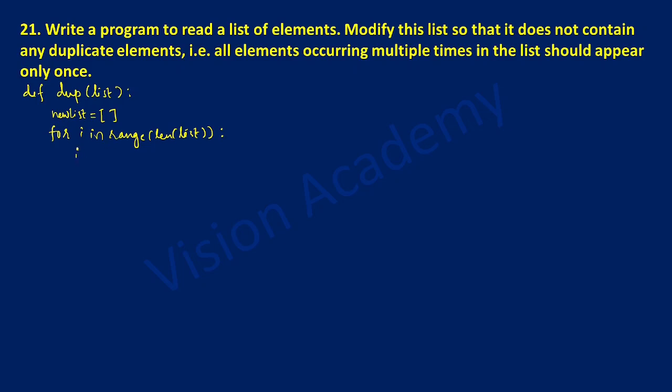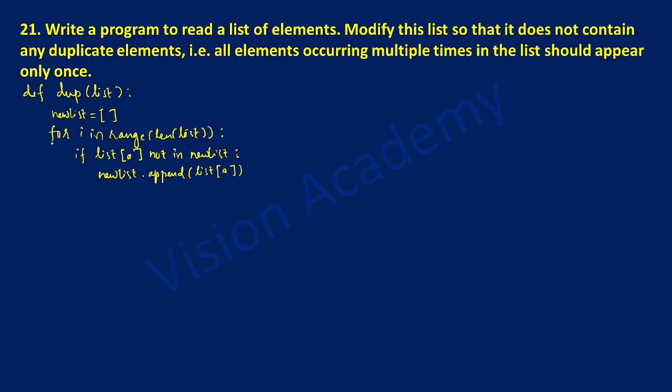And with the indentation we are going to check the condition if list of a not in new list, and then put colon. If this condition is true, then new list with indentation dot append, and inside of the bracket we are going to write list of a and then close the bracket.